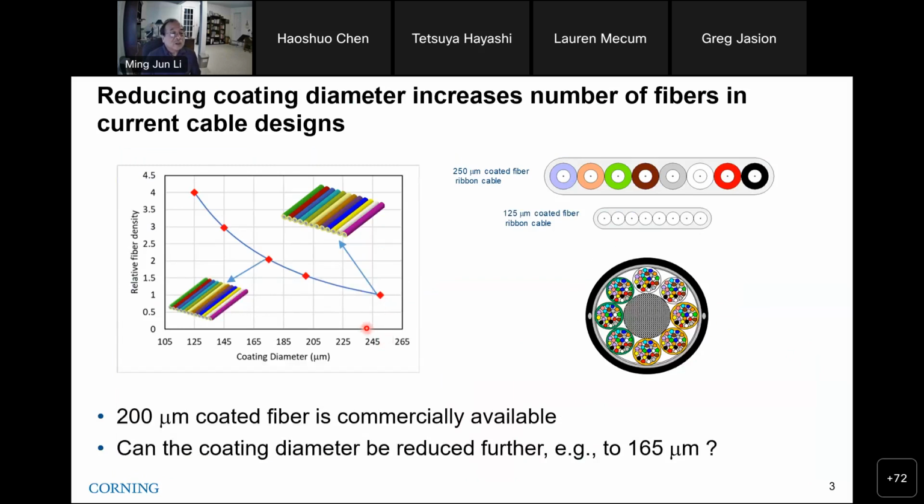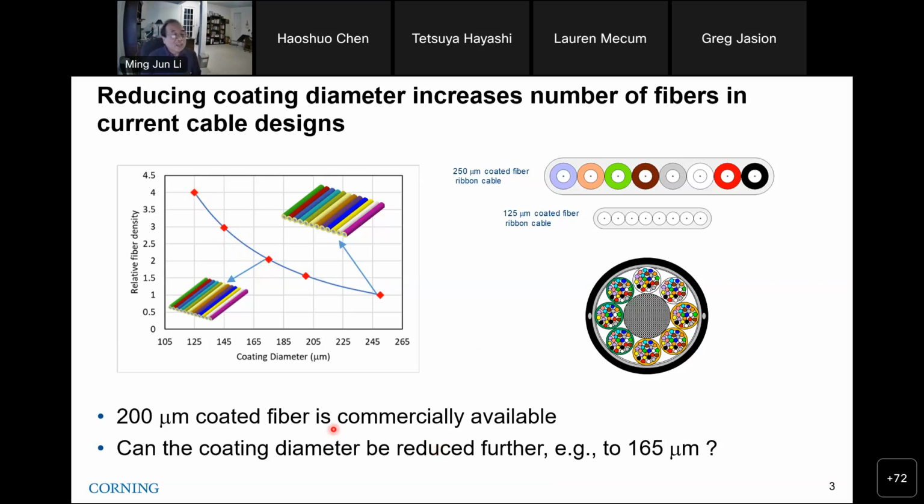The conventional optical fiber is about 250 micron diameter. If we use this as a baseline and reduce the coating diameter to, for example, 175, we can increase the fiber density by a factor of 2. If we reduce further to 145, we can increase by a factor of 3. Of course, if we make a 125 micron coated fiber, we can increase the density by a factor of 4.